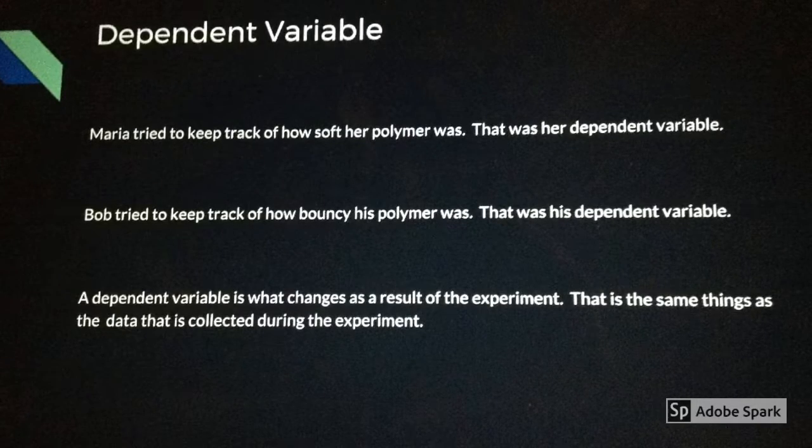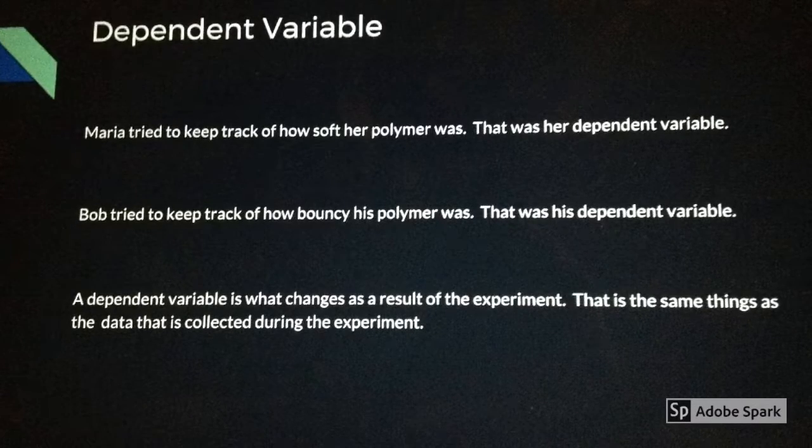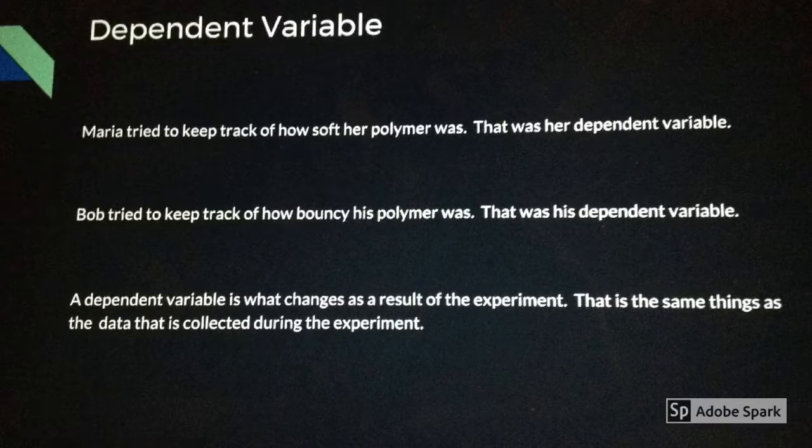A dependent variable is what changes as a result of the experiment. That is the same thing as the data that is collected during the experiment.